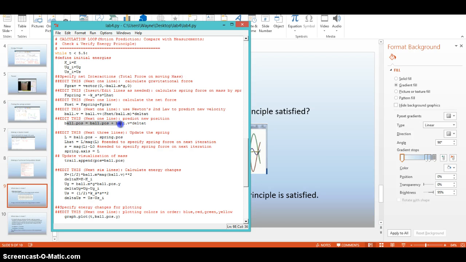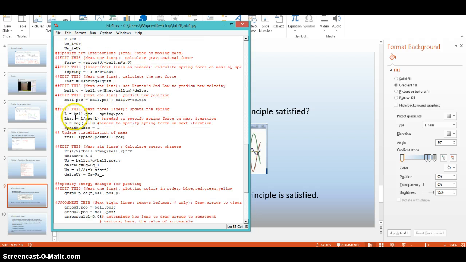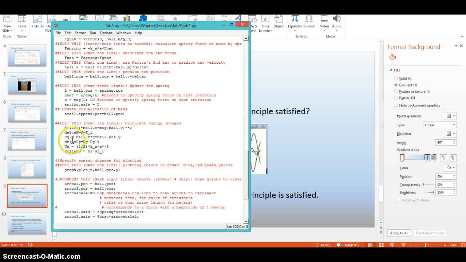Our ball position, we're just going to update the position in the while loop. Also, we need to find our L, so that's going to be the ball position minus the spring position. Need to find our L hat, and with using all of this updated code, we can run our computational model.